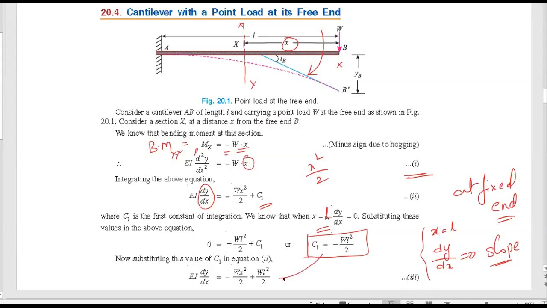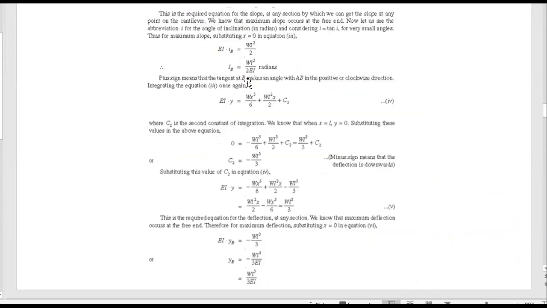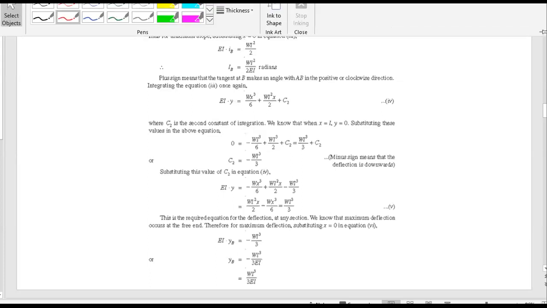Again, substituting in my previous equation 2, I can rewrite the equation: EI dy by dx is equal to minus W x square by 2 plus W L square by 2. Now I need to find the deflection. Therefore, again integrating the above equation 3, we will get minus W x cube by 6 plus W L square by 2 into x plus C2, an integral constant. This is the deflection equation at any point for a cantilever beam.